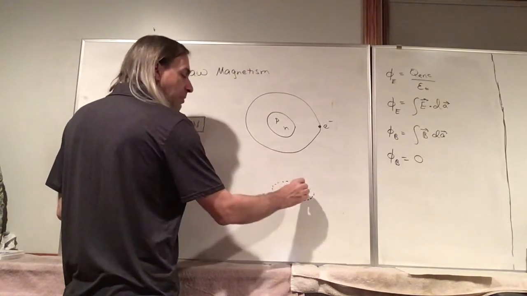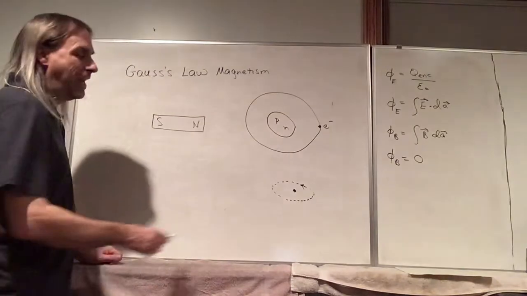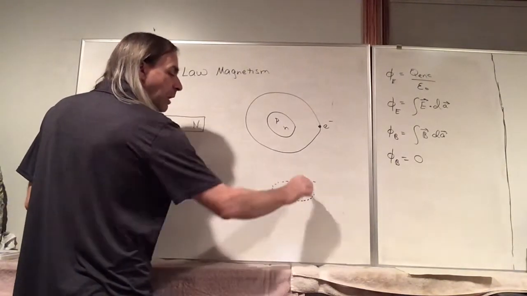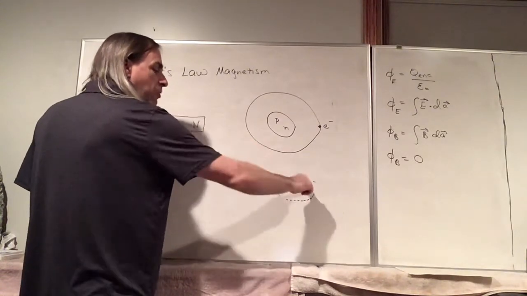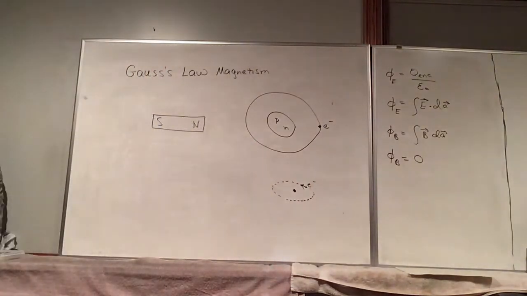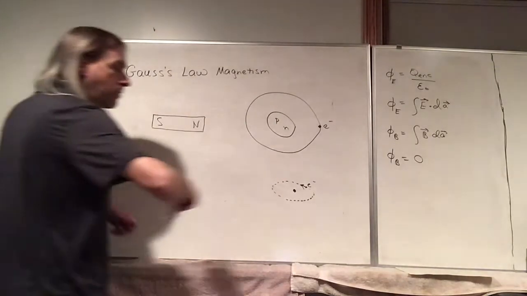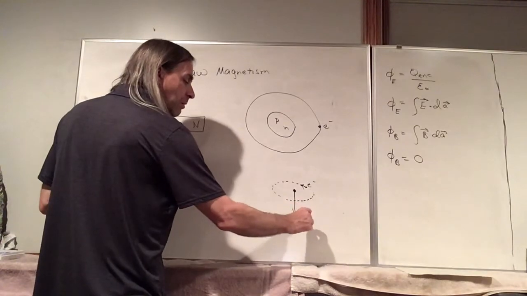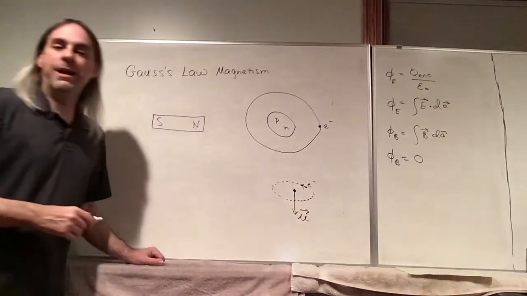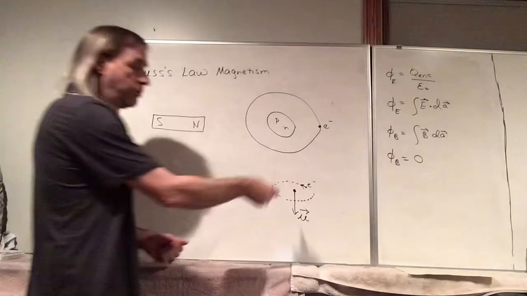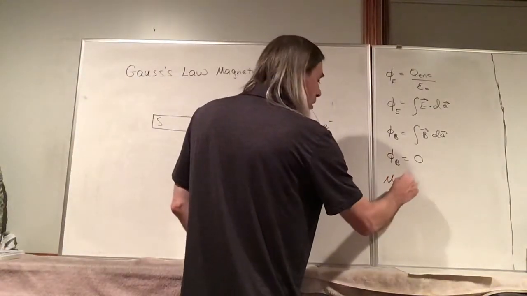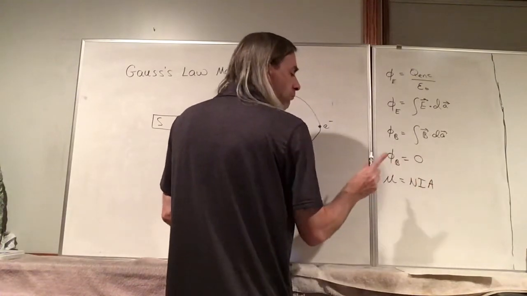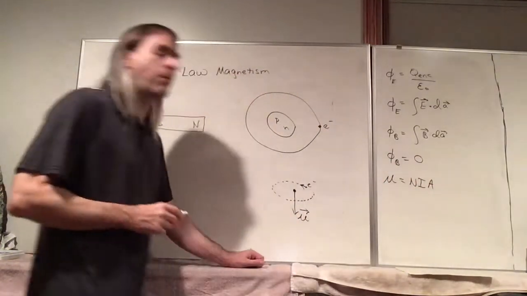Say the electron is orbiting this way. That would be a current going in the opposite direction. So the current would be going this way because electrons are negative charges. And so the magnetic moment for a loop, which is what this orbit is, this is a vector. I'm just going to write down the magnitude.